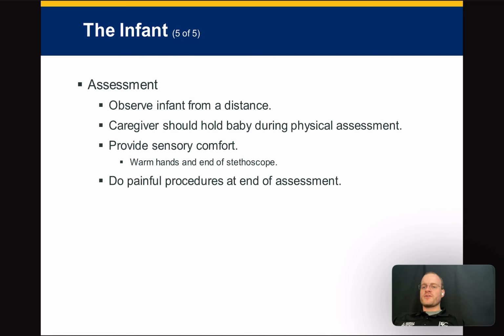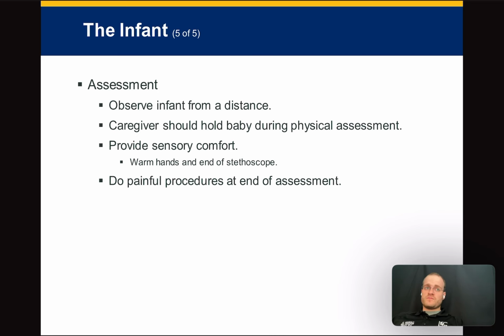Provide sensory comfort, so warm hands and the end of the stethoscope. Before you put your stethoscope in your ear, you can rub it on your hand like this to warm it with friction and then place it on the baby's chest. Because if you place an ice cold stethoscope on a baby's chest, they're going to cry. Okay? Anything that's painful, do it at the end.